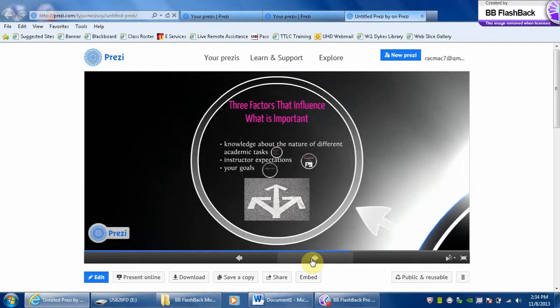There are three factors that influence what is important. The first one is knowledge about the nature of different academic tasks. The second is your instructor's expectations, and the third, again, are your goals.